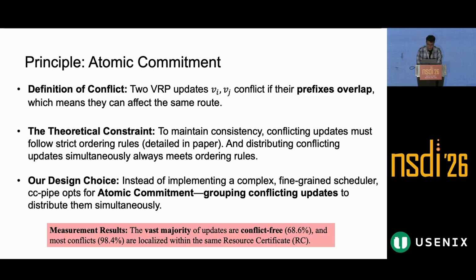And our design choice is simple but effective. Rather than a complex ordering scheduler, we use automatic commitment. We group conflicting updates and distribute them simultaneously. This approach is highly practical, and as our measurements show, over 68% of updates are naturally conflict-free, and most conflicts are localized within the same RC.